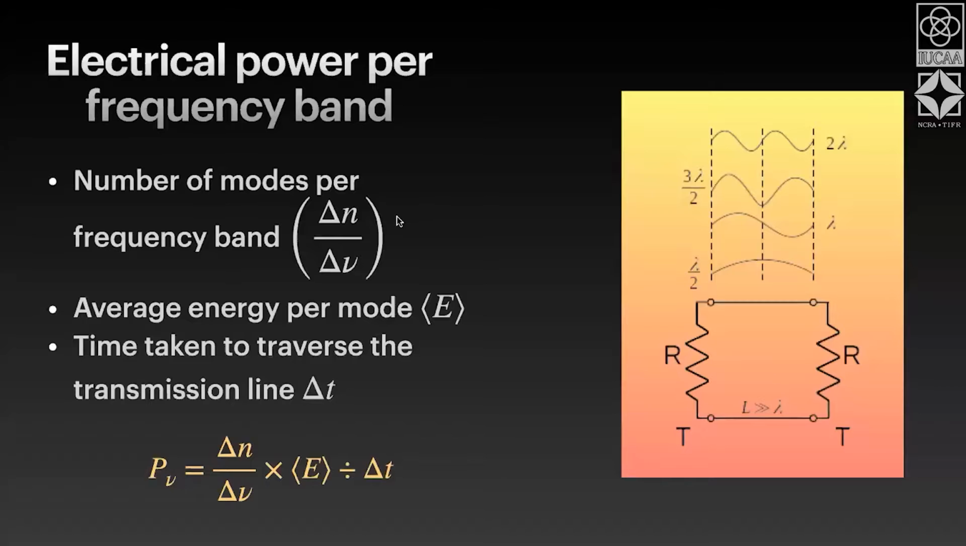power out of it by multiplying the number of modes per frequency band by the average energy to get the average energy per frequency band, and you convert that to power by seeing how long it takes for it to traverse a particular distance.